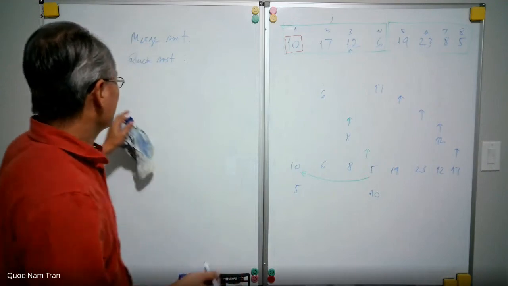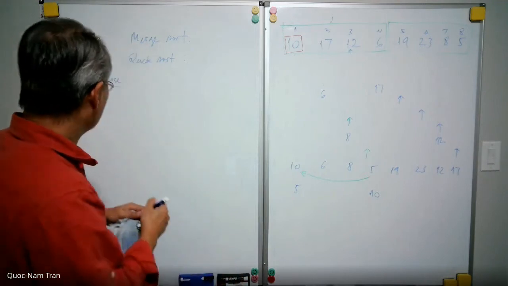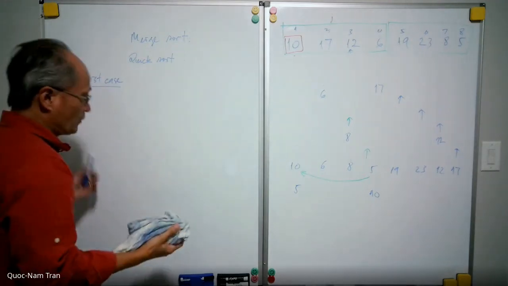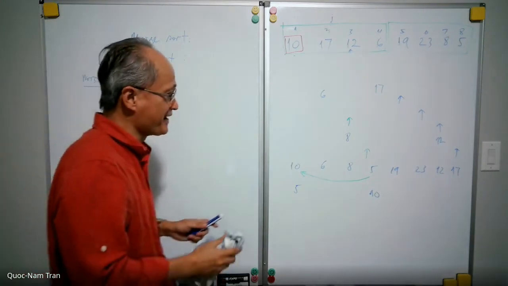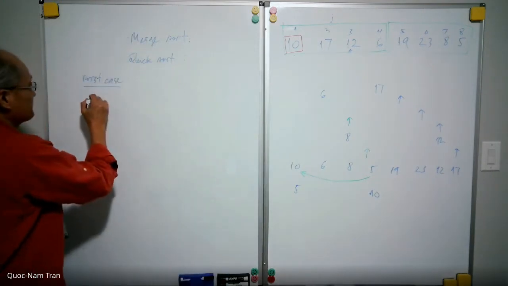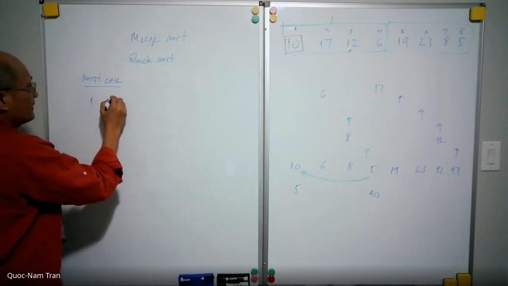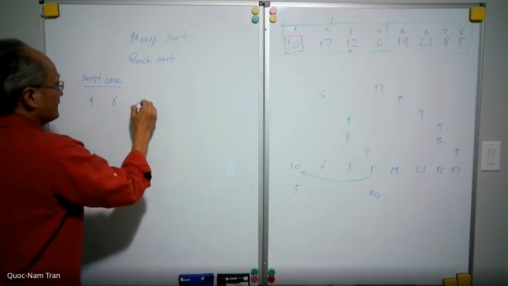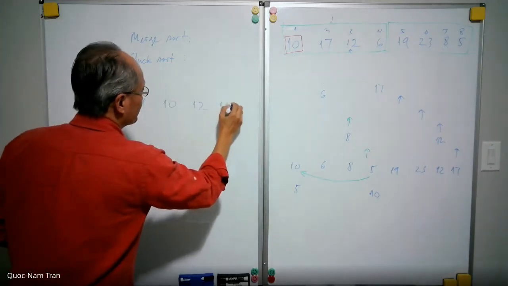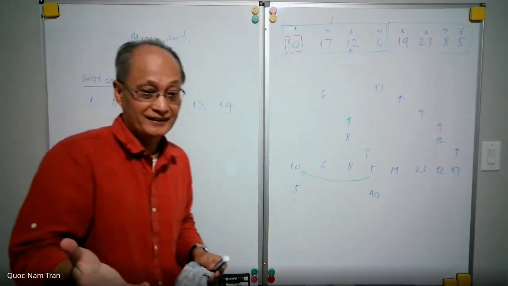Okay, let's see the best case first. Actually, the worst case is the best case. Let's see, I have here 1, 8, 9, 10, 12, 14. It's already sorted.